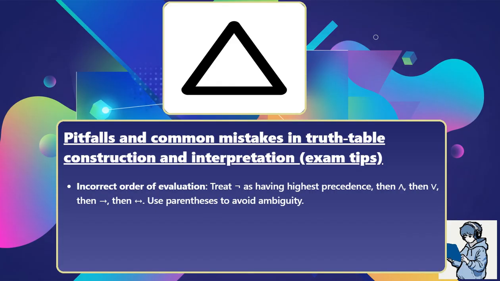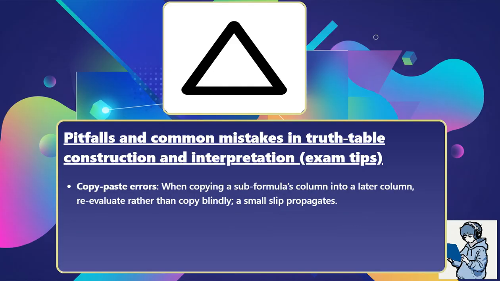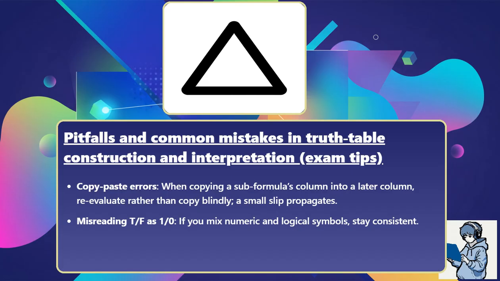Incorrect order of evaluation. Treat not as having highest precedence, then and, then or, then implies, then if and only if. Use parentheses to avoid ambiguity. Wrong implication rule. Remember that P implies Q is false only when P equals true and Q equals false. Many mistakenly treat it like and. Copy-paste errors. When copying a subformula's column into a later column, re-evaluate rather than copy blindly. A small slip propagates. Misreading T/F as 1/0. If you mix numeric and logical symbols, stay consistent.